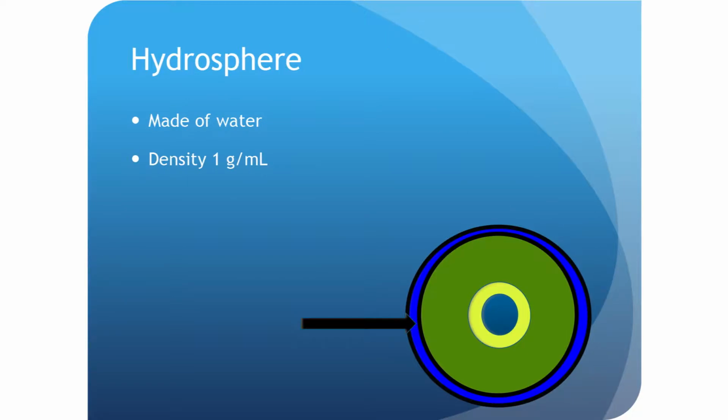The hydrosphere is made up of water. These are things like oceans and lakes and rivers and streams and groundwater. Its density is 1 gram per milliliter, since it's made of water.